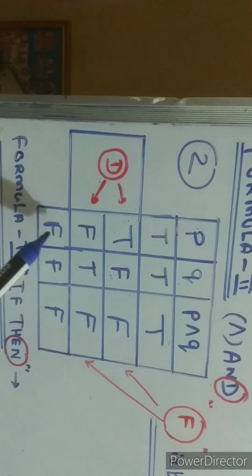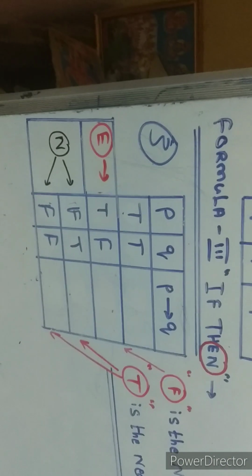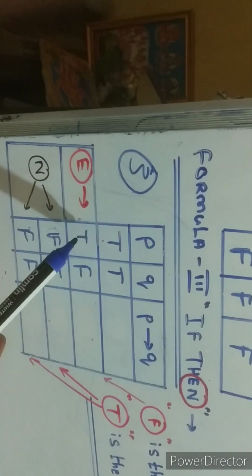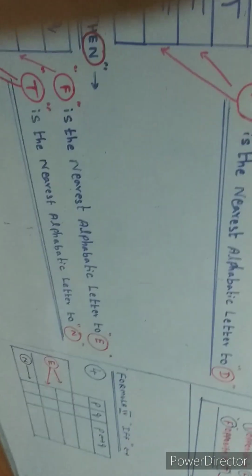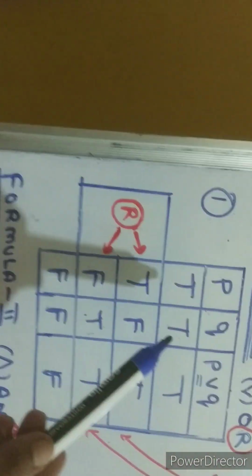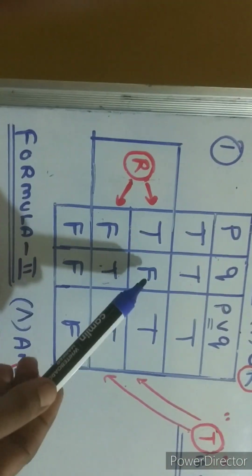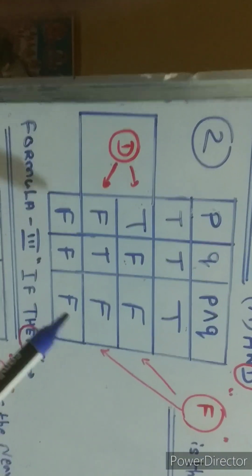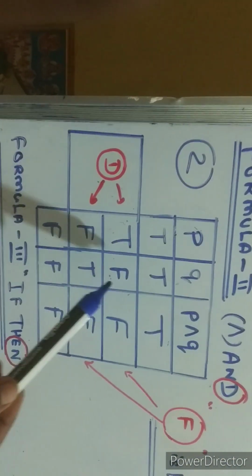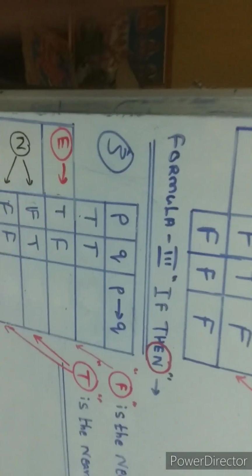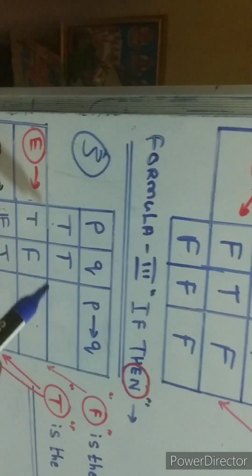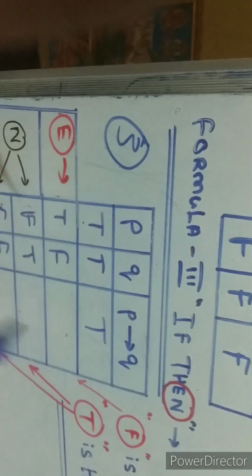Formula 2 also has two times T, two times F. Formula 3 also has two times T, two times F. And formula 4 also the same. And Q is always alternately T, F. Formula 2 also the same, T, F. And formula 3 also the same, T, F. Now you see TT is always T.